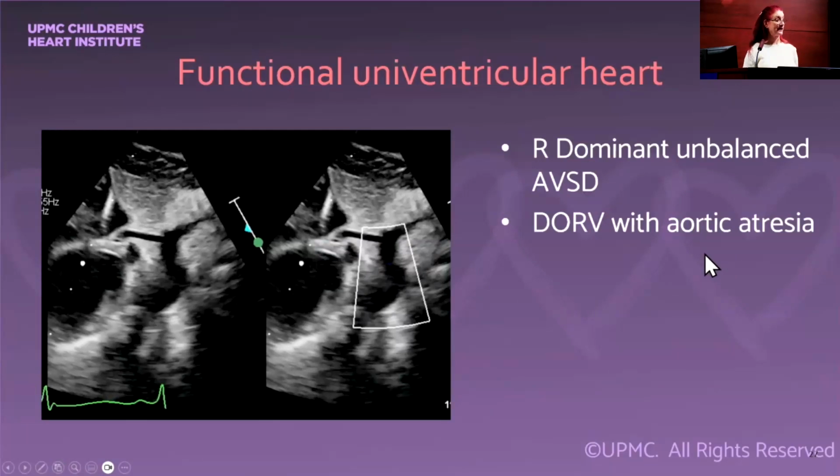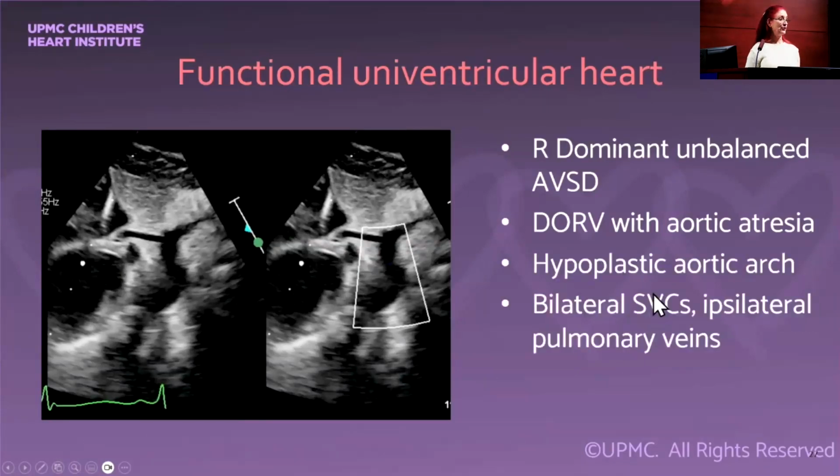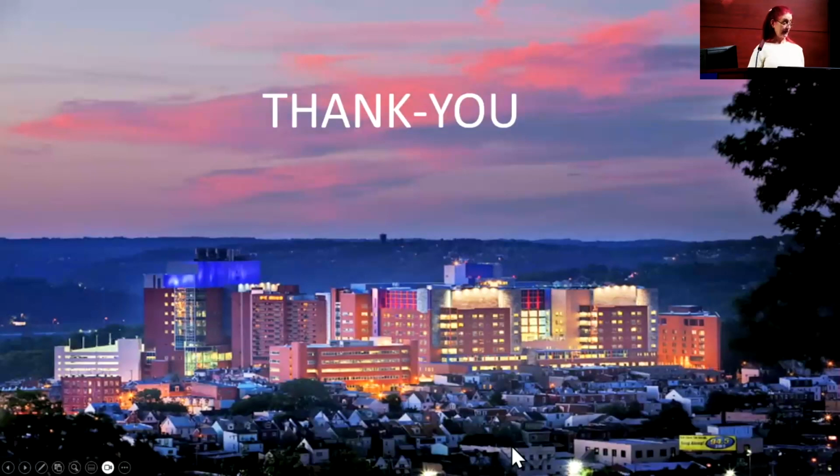We only had one recognizable ventricle, although I think that there's that tissue that we can see in that four-chamber view. Hypoplastic aortic arch. I didn't show you, but this infant also has bilateral SVCs, ipsilateral pulmonary veins. I actually forgot to put in the interrupted IVC, and so this child classified as left atrial isomerism, and I believe that the next speaker is going to show some additional imaging that we obtained. Thank you.